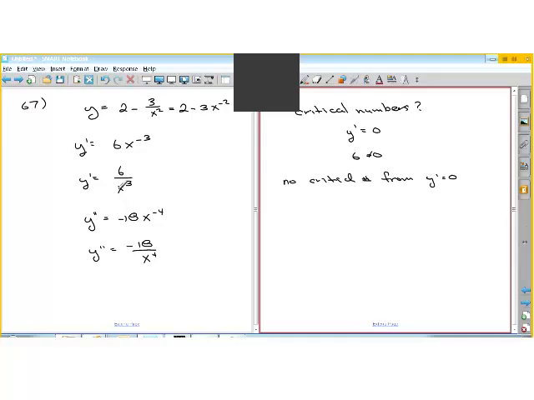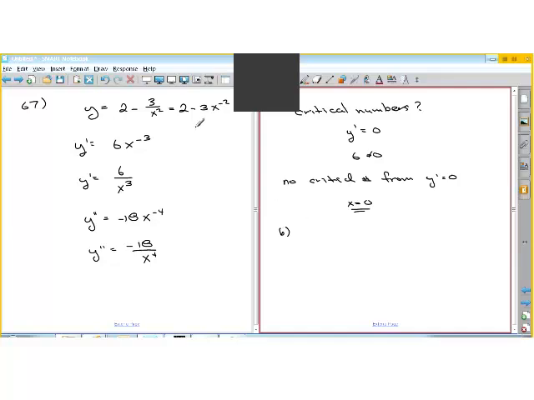We do have one more critical number, which is at x equals 0. That's because it's not defined. If the function is not originally defined at that point, then you can't have a derivative or a second derivative. So there's no way that you could have a minimum or maximum because it doesn't exist. So there are no extrema in this particular case.